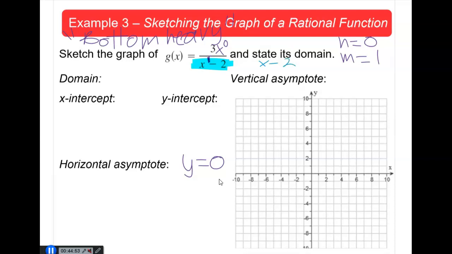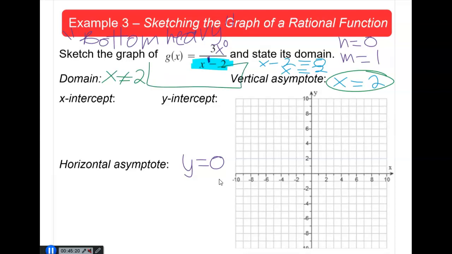minus 2, and we could say that equals 0. So we solve for x. So it will be x equals positive 2. So the vertical asymptote is the vertical line x equals 2. For the, what else? The domain. So the domain will be similar, taking that value, but we're going to say x does not equal 2. So 2 must be excluded. So remember, in interval notation, that is negative infinity to 2, union 2 to infinity.